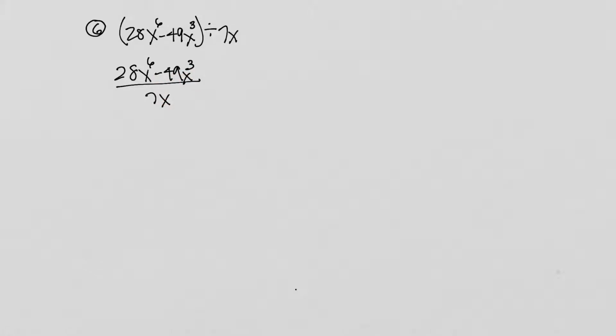Now, as long as the denominator has one single term in it, not 2 or 3, but just one term, we can divide this up into separate fractions. We can write this as 28x to the 6th over 7x, and then minus 49x to the 3rd over 7x. And then making these divisions, 28 divided by 7 is 4, x to the top exponent minus bottom, 6 minus 1 is a 5, minus, and then here, 49 divided by 7 is a 7, and 3 minus 1 is 2.